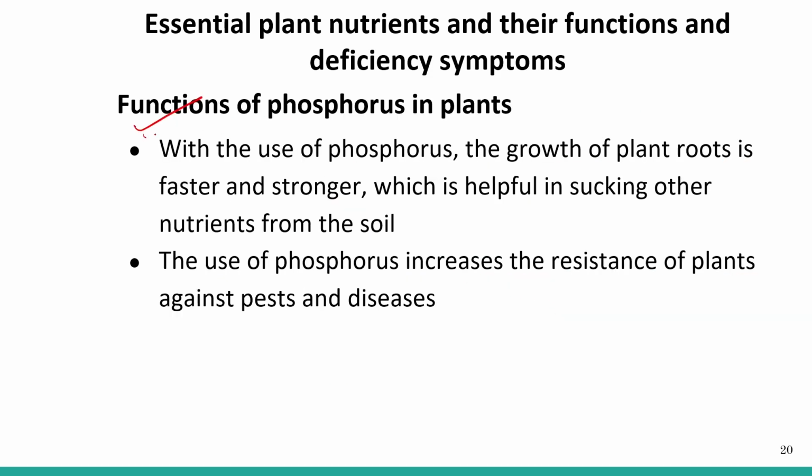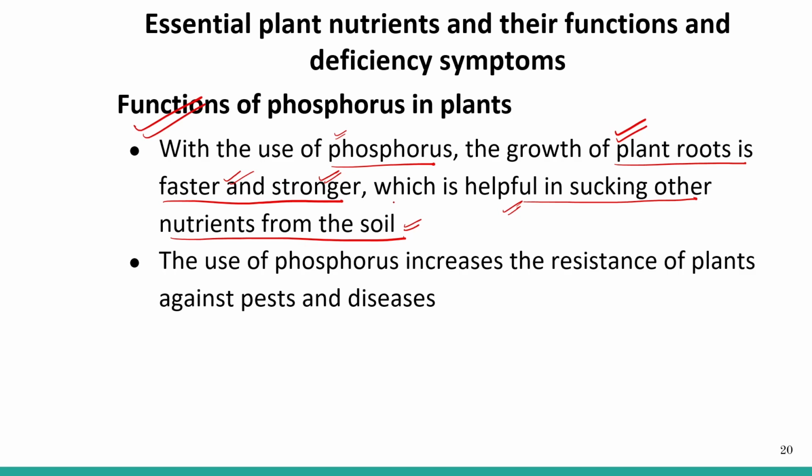Now, what are the functions of phosphorus in plants? With the use of phosphorus, the growth of the plant's roots is faster and stronger. So this phosphorus is important for the growth of the roots. The growth of the root is faster and stronger if phosphorus is present in an adequate amount in the plant, which is helpful in sucking other nutrients from the soil. This is also very important, because if the root growth is faster and roots are stronger, then only they can absorb the other important nutrients.